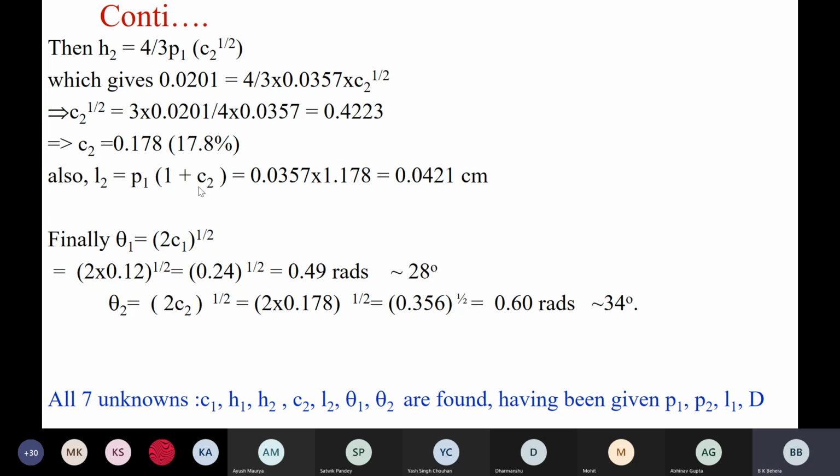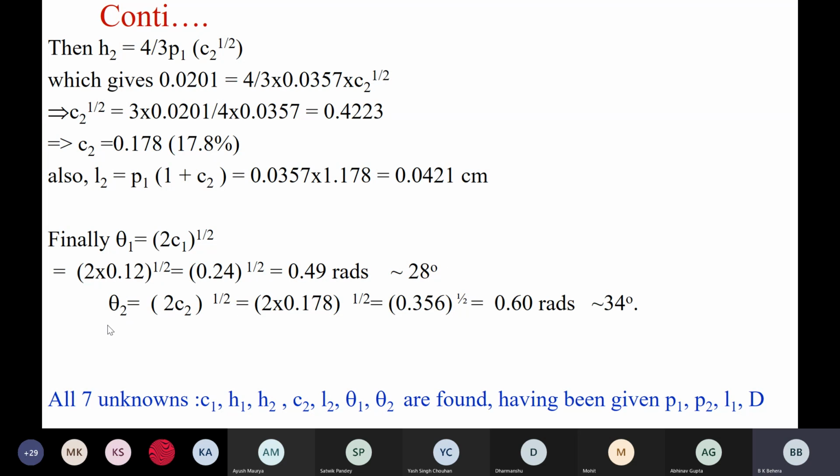Now P1, C2 is known. From where you can find out L2, P1 by 1 plus C2, that is 0.0421 centimeter. Theta 1, the shortcut formula we have already derived, 2 root C1. Theta 2, 2 root C2. You can convert them radian to degree, radian to degree.